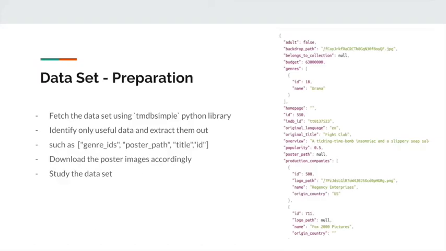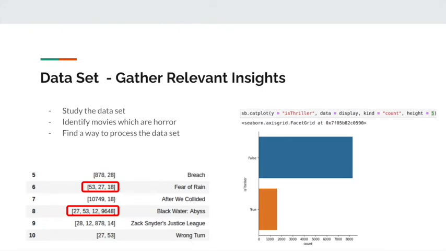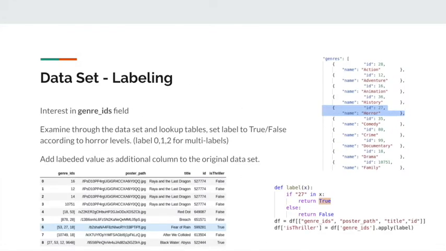We call the cloud API to get all the popular movies, and we got all the information about the genre IDs, poster paths, titles, and IDs. We also download the images accordingly. And then here is our dataset split. We have almost 8,000 non-horror movies, and around 1.8K horror movies, because all these movies contain the genre ID of 27. So we label the movies containing the number 27 as true, and the others as false. Here's how we label the data to generate the labeled dataset.